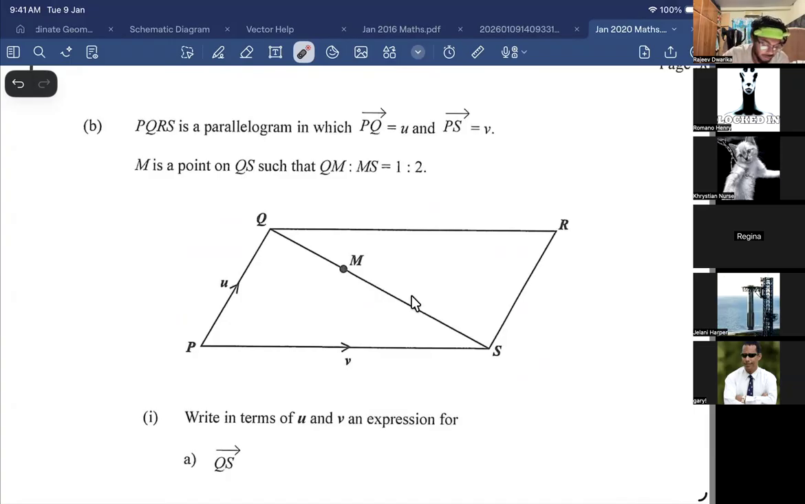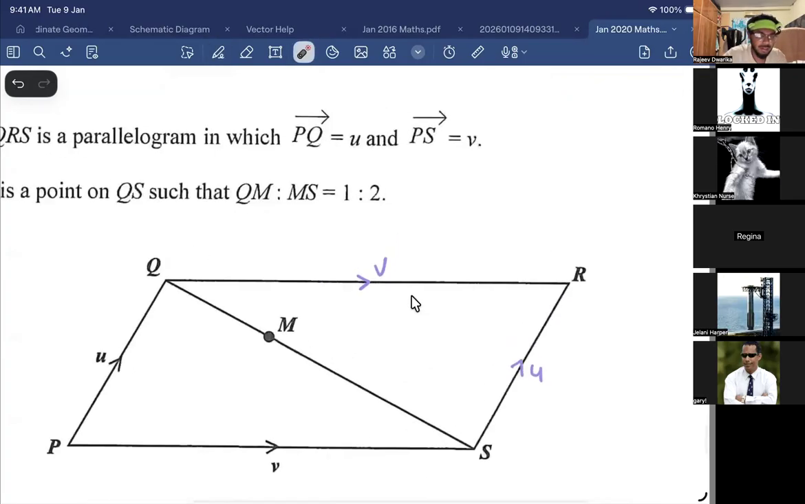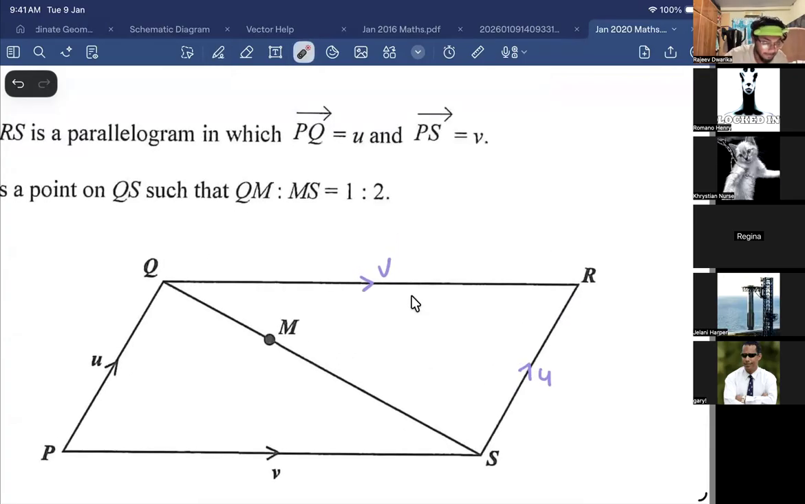So Gary, if it's a parallelogram, then opposite sides are equal. Agreed? Yes, sir. So P to Q is U. I would make S to R what? U. And I would make P to S and Q to R be what? V. And this is the tricky part. This is the part that loses students every single time.